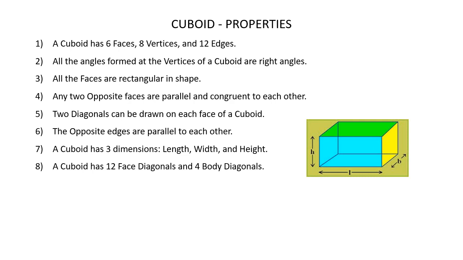Now, two diagonals can be drawn on each face of a cuboid. Supposing you consider this face of the cuboid, clearly you can see that you can draw two diagonals on this face of the cuboid. And since there are 6 faces in a cuboid, there will be 12 face diagonals. And clearly from this diagram you can see that there are 4 body diagonals.